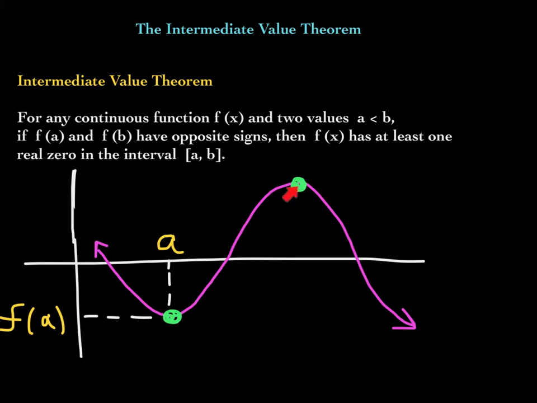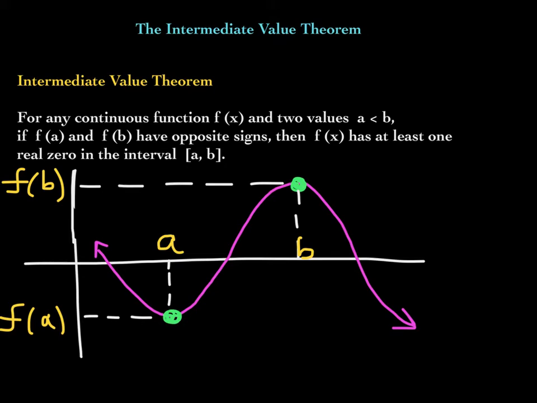This point here, I'm going to say that it corresponds to a value on the x-axis, and I'm going to call it b, which just means that it corresponds to the y value, or the function value, on the y-axis, known as f of b.